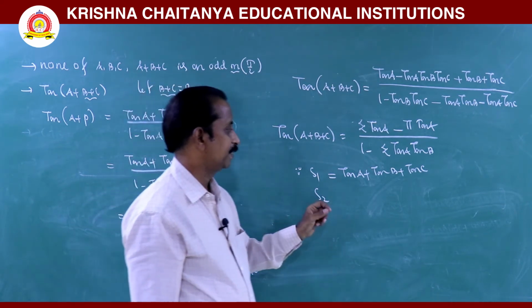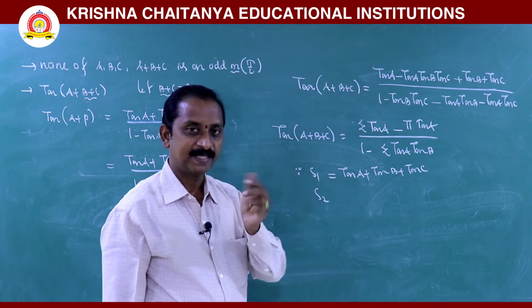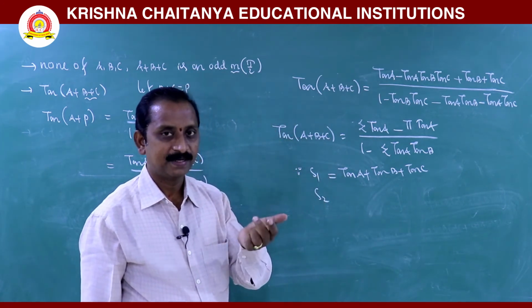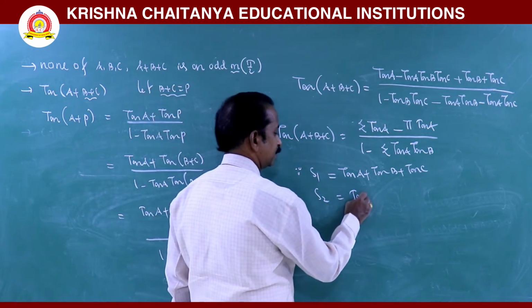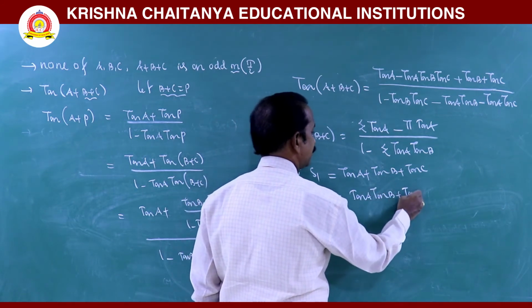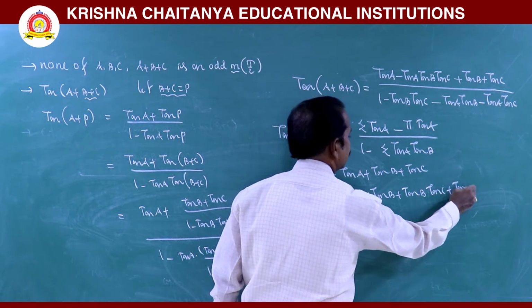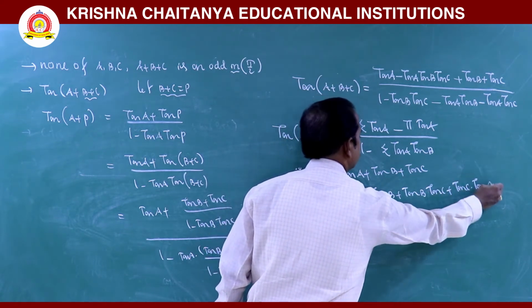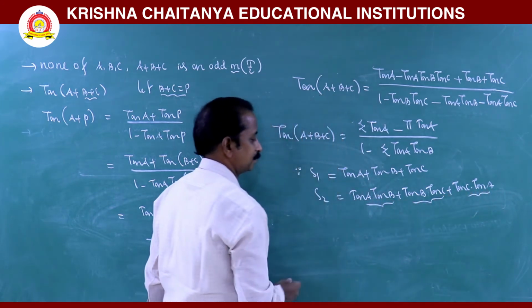Two terms taken at a time means for tan A, tan B, tan C, two terms means either tan A, tan B or tan B, tan C or tan C, tan A. So S2 indicates tan A into tan B plus tan B into tan C plus tan C into tan A. Observe, every term is a product of two terms.